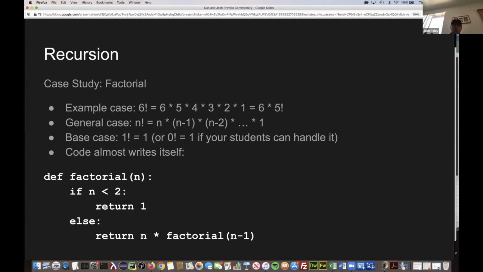And when we look at it that way, the code almost writes itself. If we've got a situation where our n is 0 or 1, we just get a 1 back. And if we have something that's bigger than that, we take our number and multiply it by n minus 1 factorial. And voila, we have recursion without really having to talk about the word recursion at all.